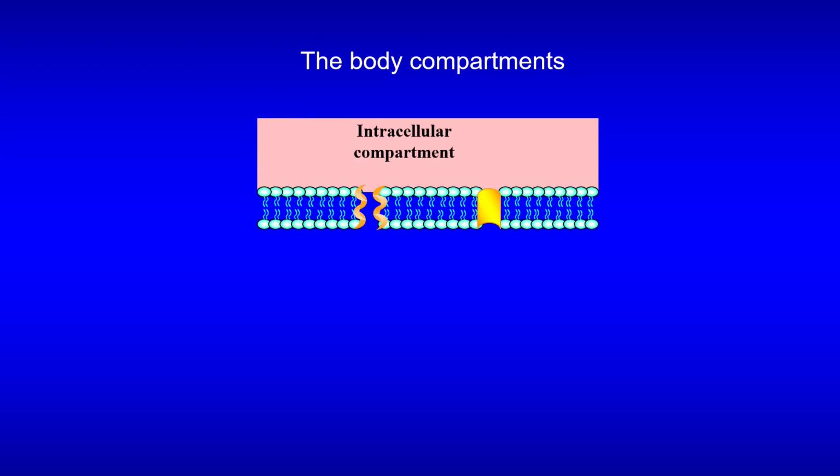Divided into three types. First, the intracellular compartment is where many drugs exert their effects within cells. The cell membrane acts as a selective barrier, controlling entry and exit of substances.